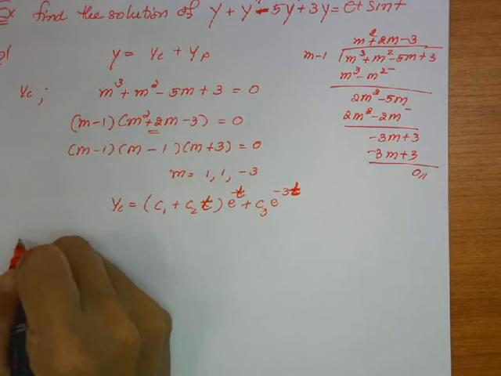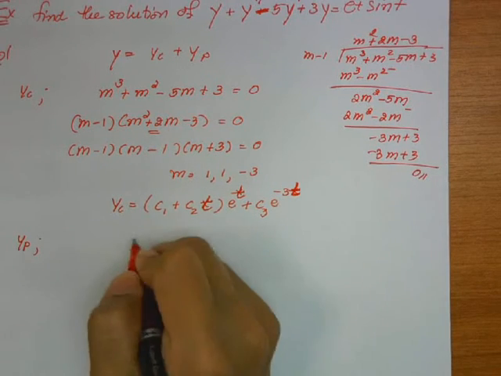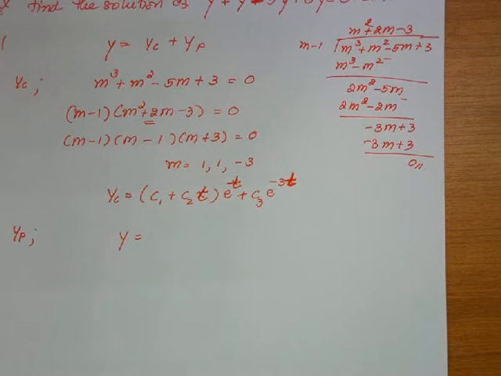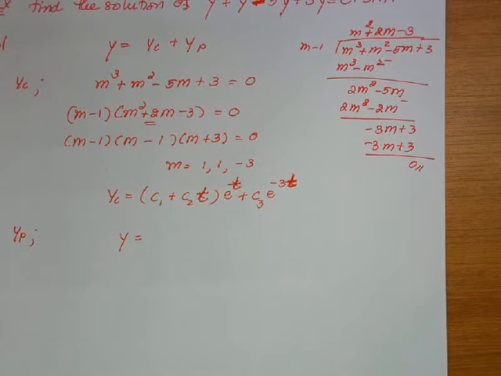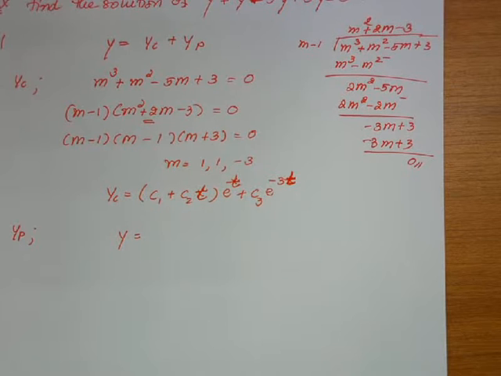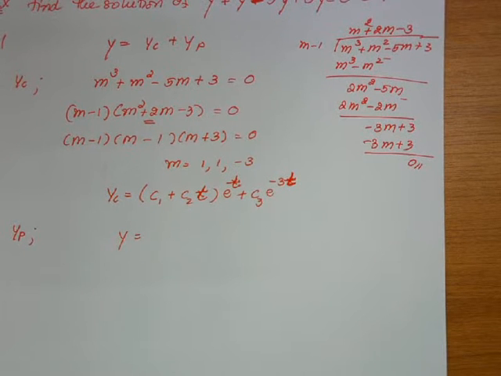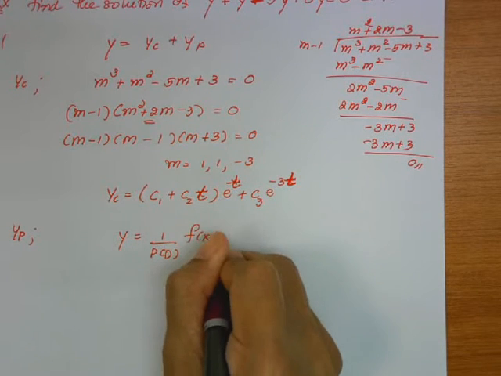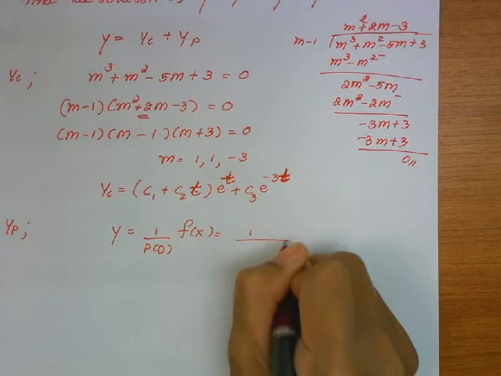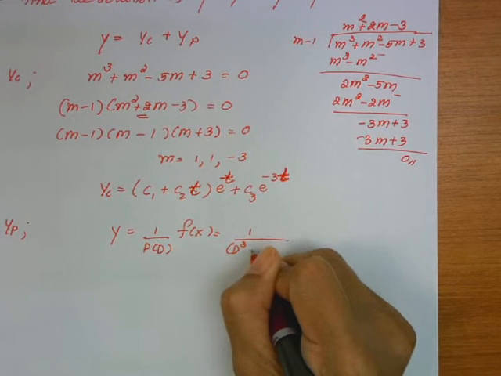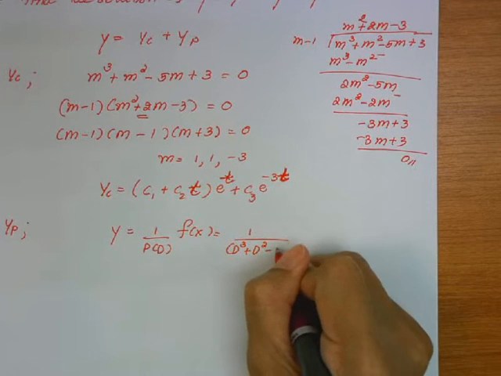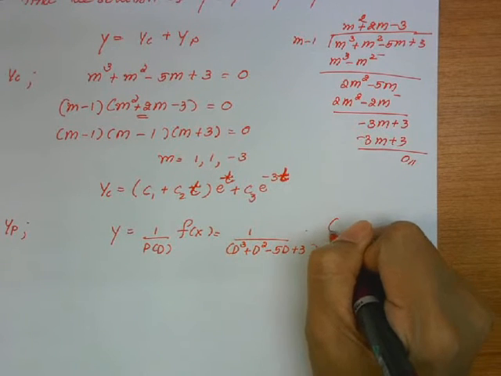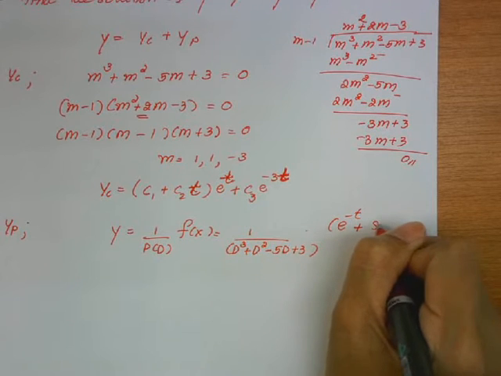Next, yp. Because it's a shortcut, we use the operator D method. So we write y in terms of y equals 1 over P(D) times f(x). And our P(D) is D to the power 3 plus D squared minus 5D plus 3, right? And our f(x) is there.